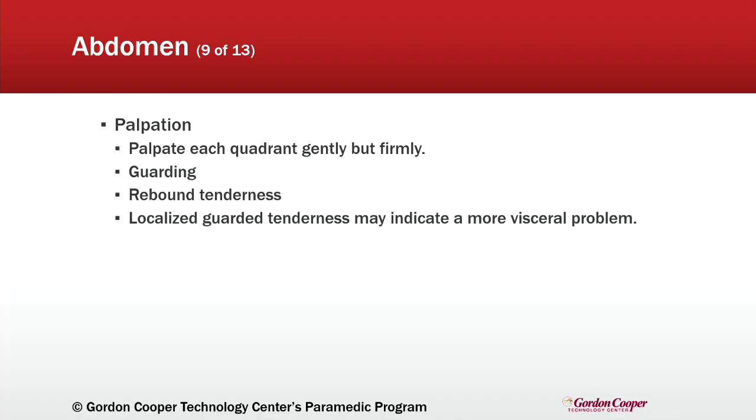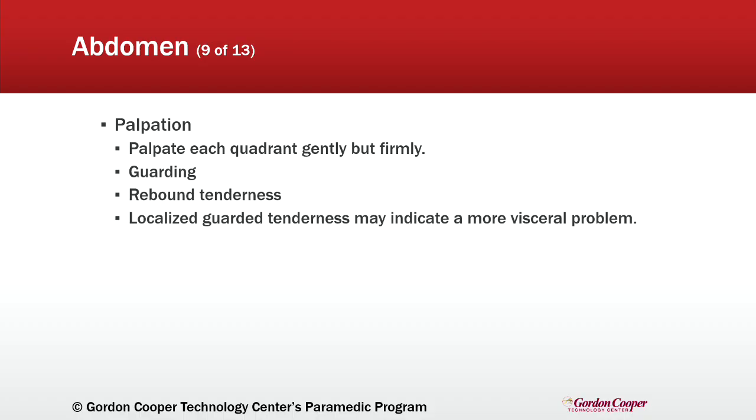So we palpate the abdomen to find tenderness. You should palpate each quadrant gently but firmly, and a normal abdomen should feel soft without tenderness or lumps and masses. Patient responses that indicate pain or discomfort include moaning or facial grimace and withdrawal. So while you're doing this, you need to keep an eye on your patient and see how they're responding.